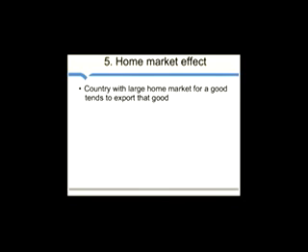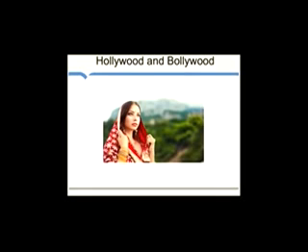Perhaps the most convincing piece of evidence from my point of view is the literature on what are called home market effects. And that literature suggests that countries which have a large home market for a good are also the countries which tend to export that good. Think of that large home market as having given the country a start in an area, and then because of increasing returns at either the firm or the industry level, well, the country becomes better and better at producing that good or service, and that eventually leads to export success.